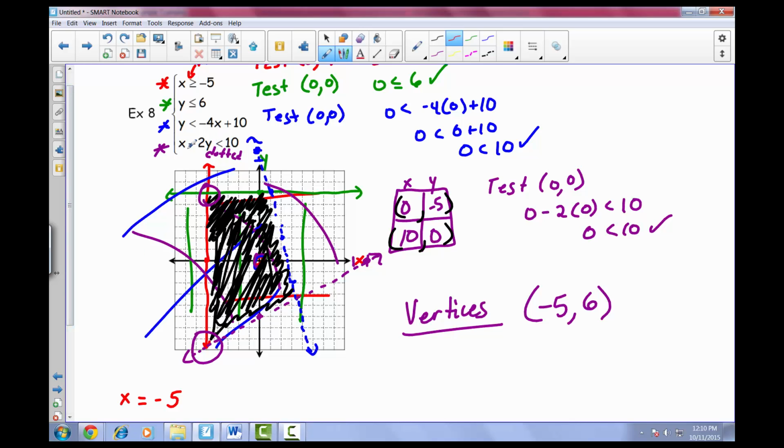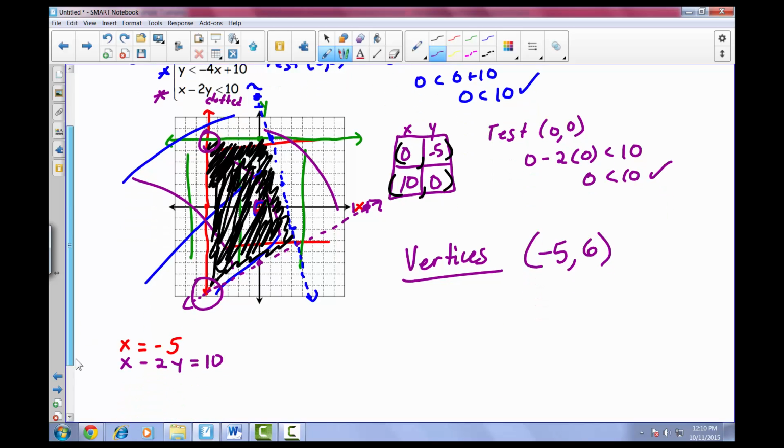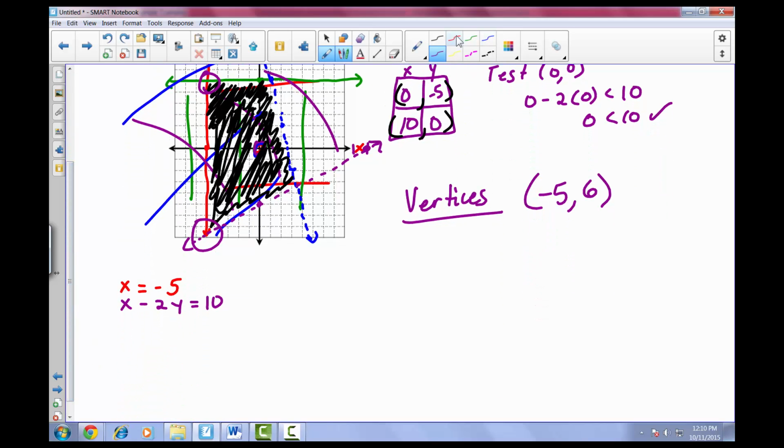Now looking also at the purple one, we have x minus 2y is equal to 10. Now if we want to figure out this intersection, we just need to solve for the x and y that they're happening at. Well, we notice that x is already solved for, so we can take this value and throw it into our other equation. So we have -5 minus 2 times y is equal to 10.